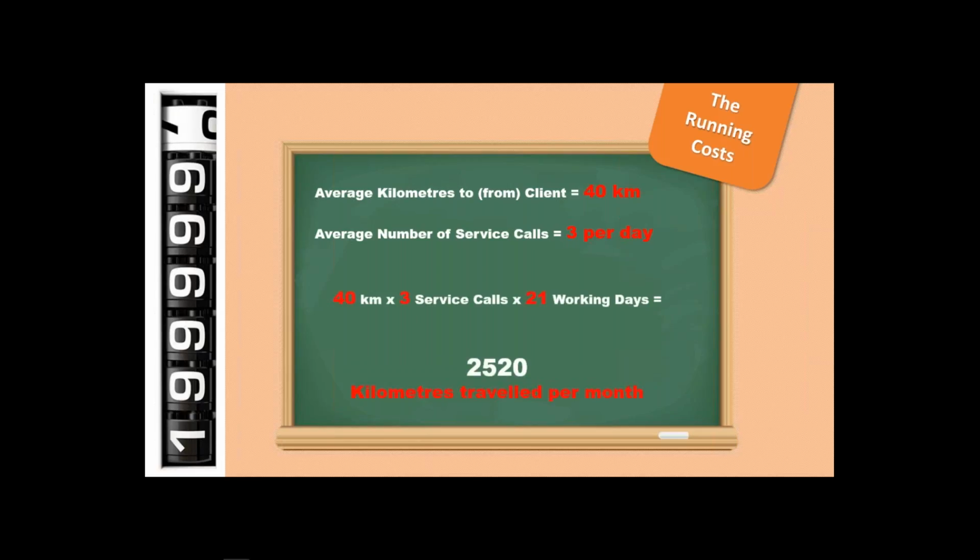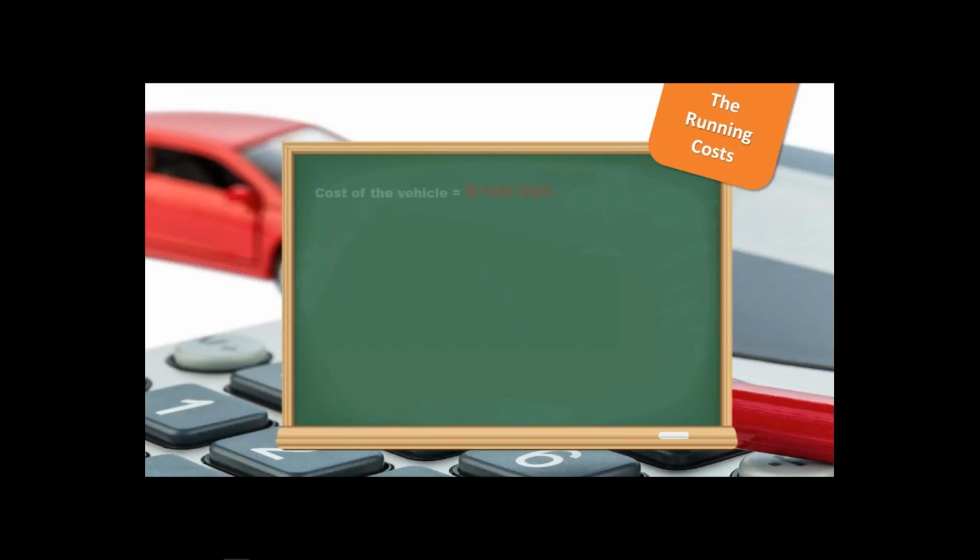Right, so there we go. So what we do is we say, so now how many kilometers do I travel per month? So it is 40 kilometers times 3 service calls times 21 working days. You know, 21 and a half, 22, we just worked it out to be 21. So for the month, if I meet that criteria, I'll be traveling 2,520 kilometers in the vehicle. And if we escalate it over a year, it'll be 28,000 or just close to 30,000 kilometers that you'll be traveling every year for that specific thing. So let's look at those running costs.